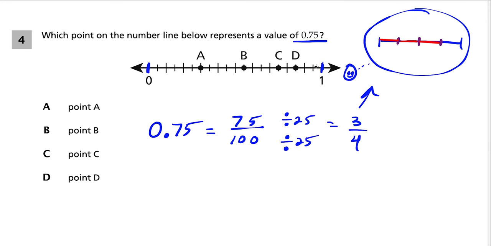So notice here from 0 to 1 we have another line segment, but what we're going to do is we're going to cut this in half. And then from here we're going to cut this segment in half, and we're going to cut this segment in half. And now apply that same visual that we had in this thought process, that 3/4 is 1, 2, 3 of these segments here. And notice we're stopping at point C. So that's going to be our answer choice.